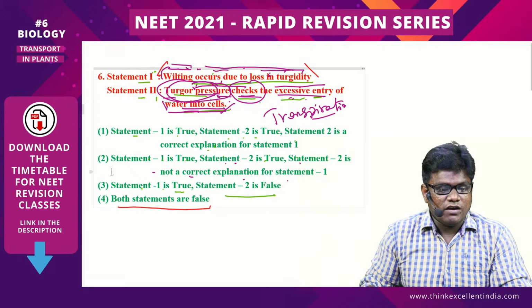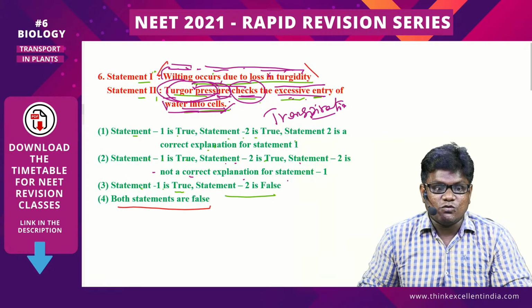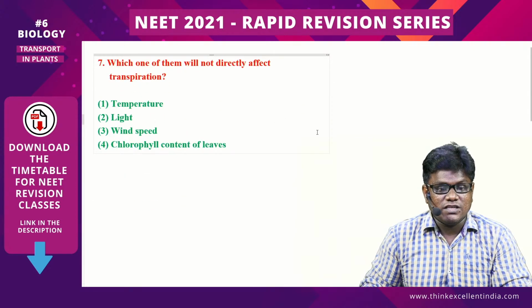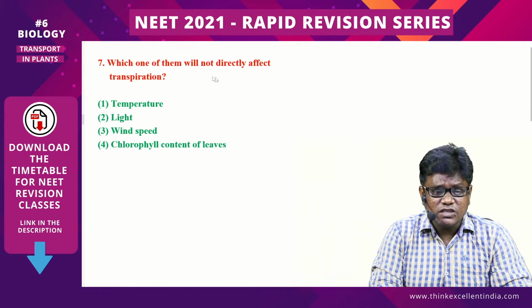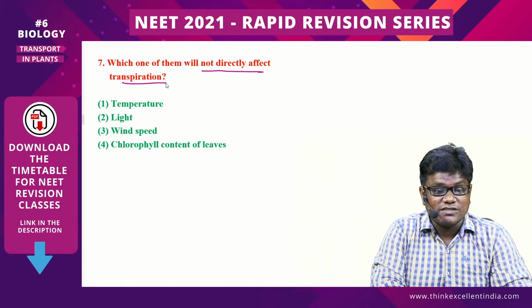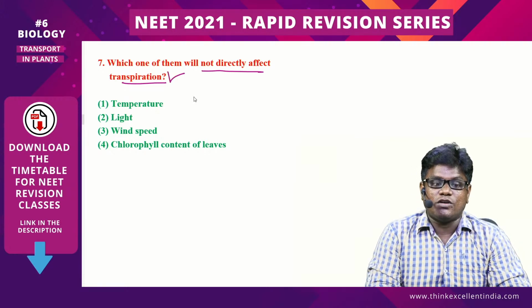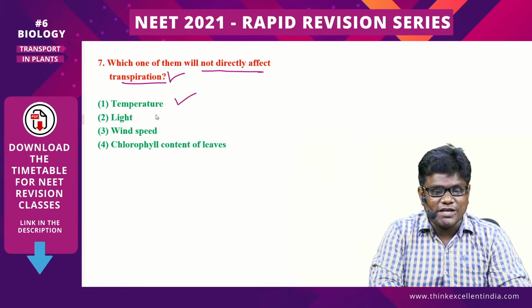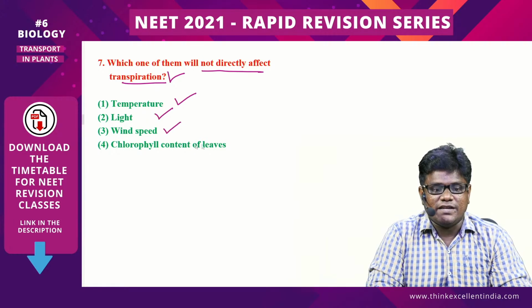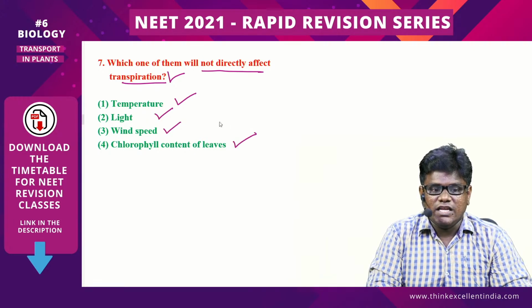Okay, so we're going to see, we have only 4 questions, students. This is the 7th question. We're going to see which one of them will not directly affect the transpiration process. They are asking which component does not directly affect the transpiration process: temperature, light, wind speed, and chlorophyll content of the leaves.